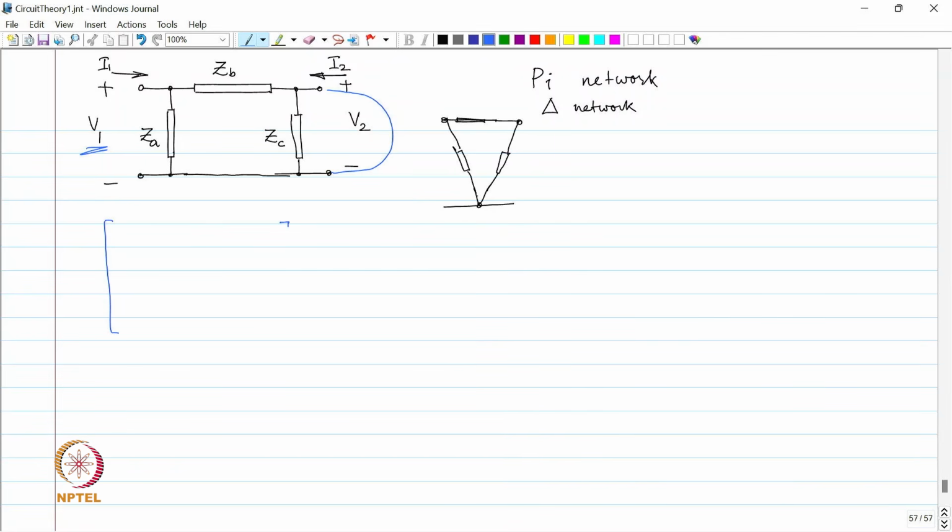So, my Y matrix is Y11 is nothing but 1 by ZA plus 1 by ZB. This is I1. Okay, and then I2, be careful because you are looking at the current going backwards. Minus 1 by ZB times V1, or V1 is 1 volt. So, minus 1 by ZB.